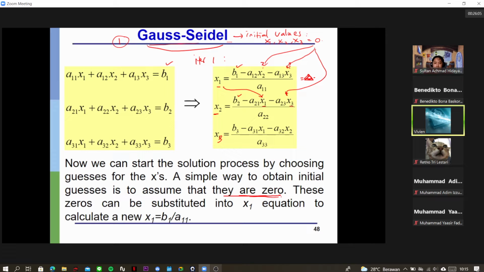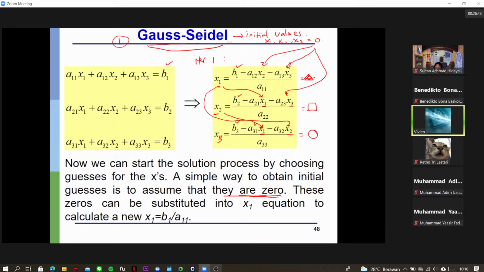Okay, so then we have the value of x2, and then we can continue calculating x3. So how to calculate x3? x3 will be equal to p3, we have the value, a1, a3, 1, we have the value, and x1 here, and x2 is already obtained from the calculation. So we insert the value of x1 here, and the value of x2 here into the calculation, so that we can calculate the value of x3.